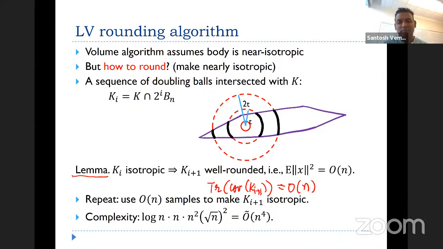Yes. Devdutt's question is, how do you make a well-rounded body isotropic? Oh, you can make any body isotropic if you can sample it, right? Any convex body. That's just by using order n samples to estimate its covariance. And once you have the covariance, take the square root and there's your isotropic transformation. That's for anybody. But the point is that the sampling for well-rounded bodies takes n cubed, because the trace is small. It's n squared times the trace. Whereas for arbitrary bodies, it could take a really long time. Yeah. Thanks. Okay.